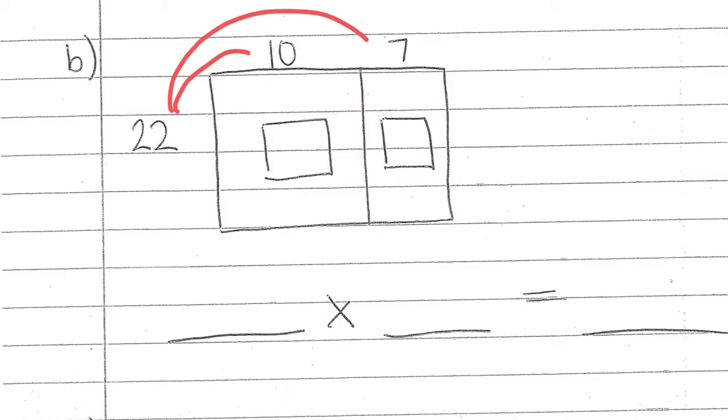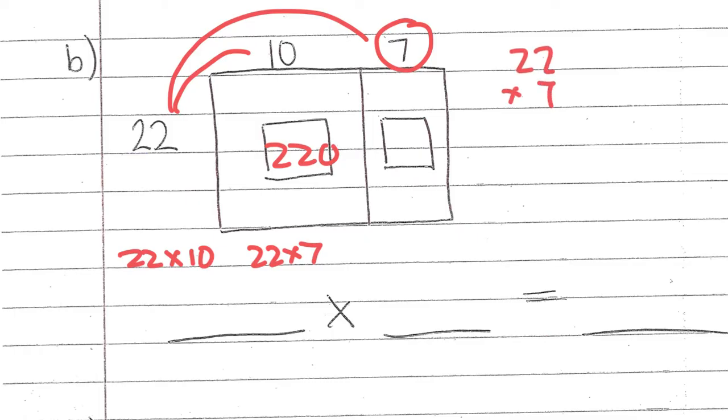Okay, so if I take 22 times 10, I get 220. And then if I'm looking at this number and I take 22 times 7, you can do that in your head if you want, or if you would rather do it, you could stack it and multiply. And I'll just do it here to confirm. 7 times 2 is 14, carry the 1. 7 times 2 is 14 again, plus my 1 is 15. So my answer here is 154.